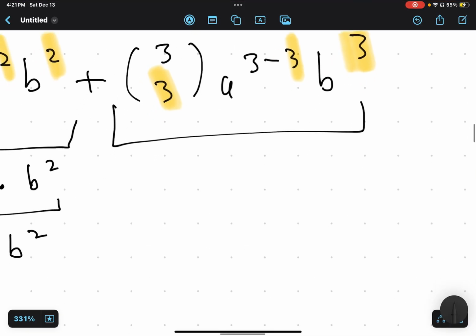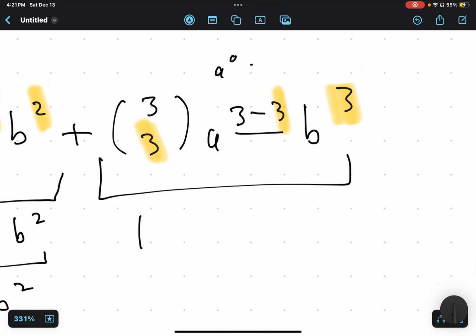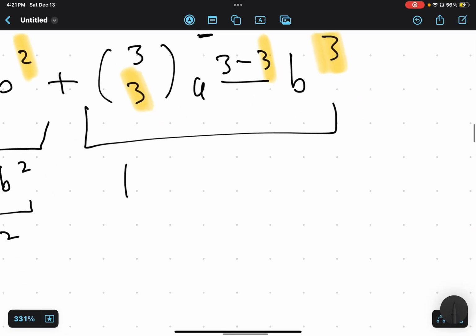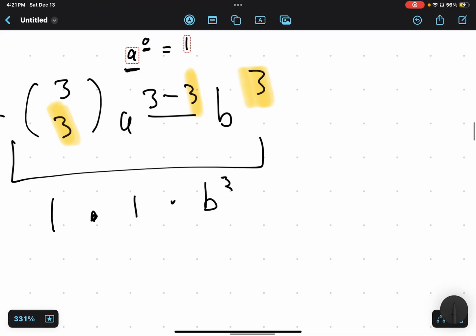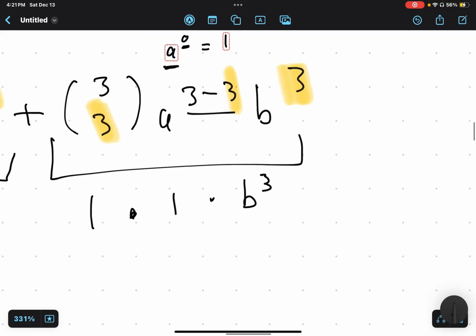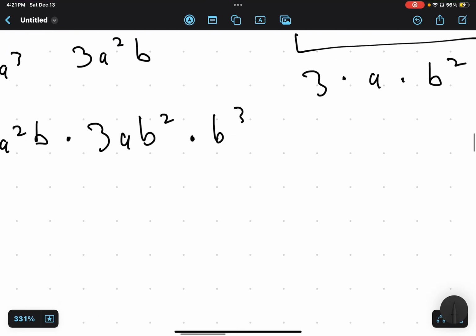So we have 3 choose 3, which is just 1. And we have a to the power of 3 minus 3. What is 3 minus 3? We know it's 0, guys. So a to the power of 0 is just going to equal 1, because any variable that we have to the power of 0 is just going to equal 1. So it's 1 times 1, which is also 1. And finally, b cubed. So 1 times b cubed is just b cubed. So we're going to go down here and write b cubed.